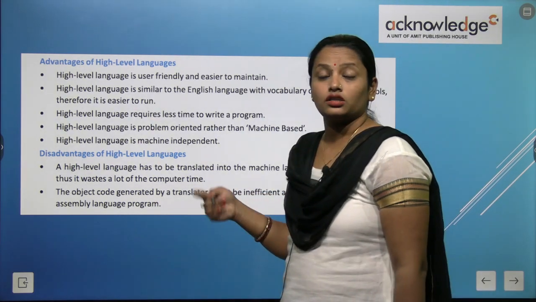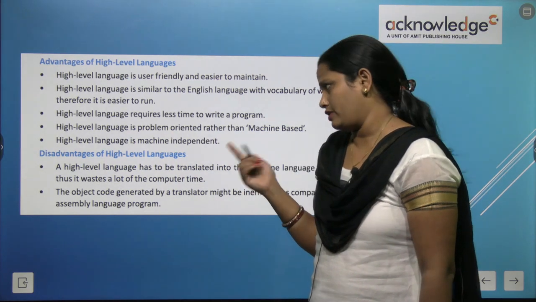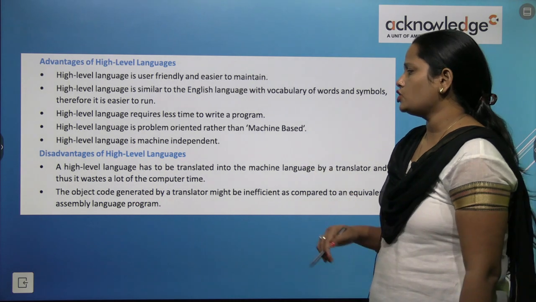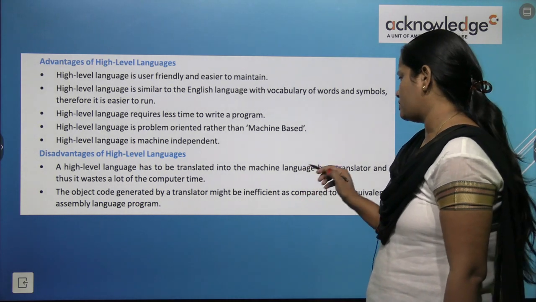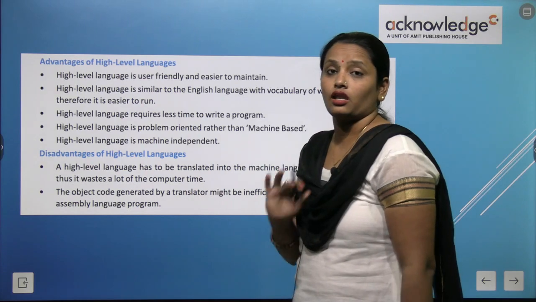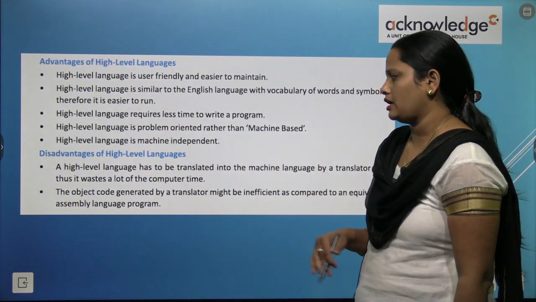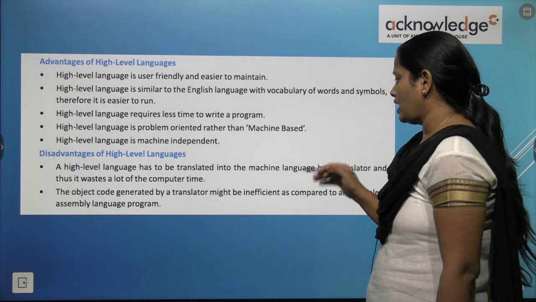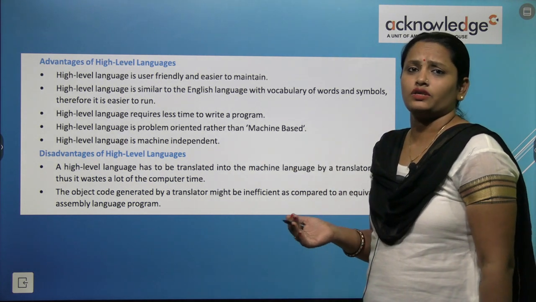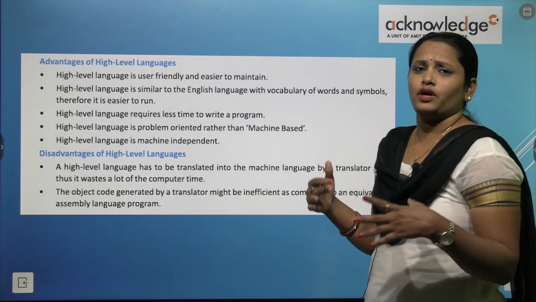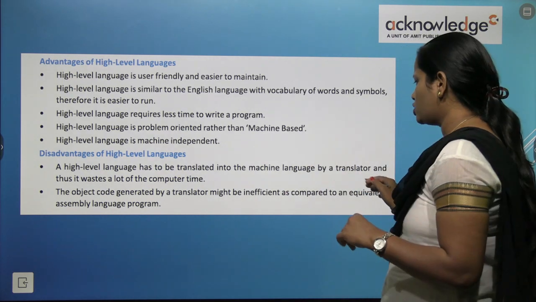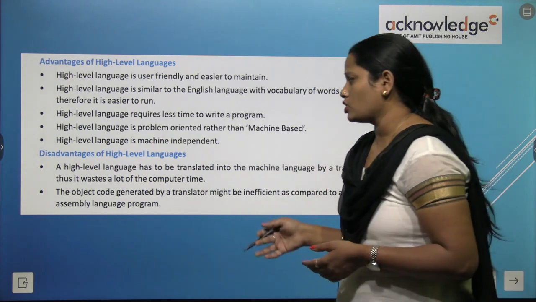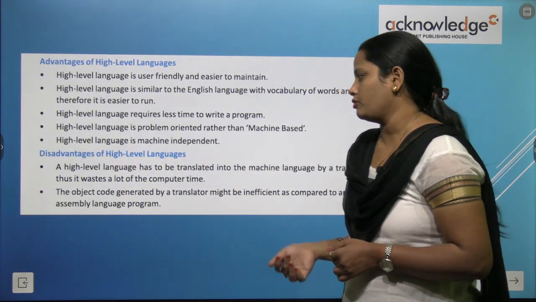Next comes, what are the disadvantages of high level languages? A high level language has to be translated into machine language by the translator, and thus it wastes a lot of computer time. So this is the main disadvantage, that it has to be translated into machine language. It is easier for us, but the problem comes at the time of translating, when it wastes a lot of computer time.